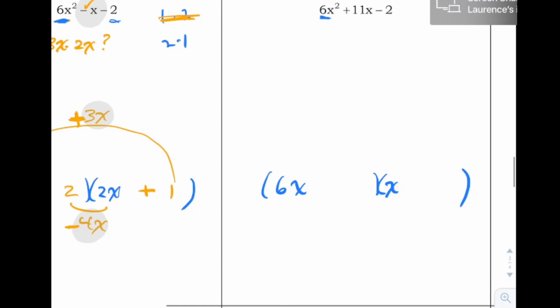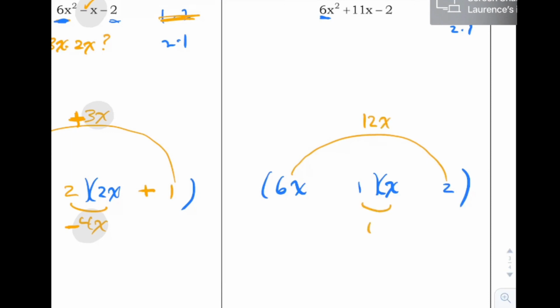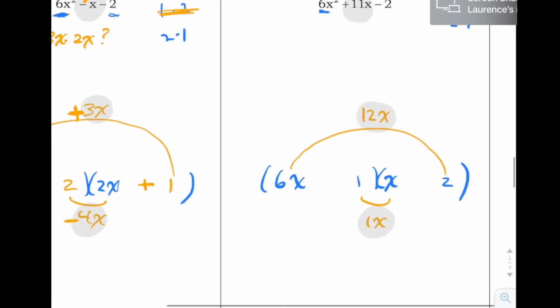Let's see now here. I have to break up the 2 as either a 1 times 2 or a 2 times 1. So let's try this. All right, is this going to work? Outside, 6x times 2 is 12x. Inside, 1 times x is x. Does a 12x and an x give me an 11x? Well, it can if I do it this way. Plus 12x minus 1x would give me plus 11x.